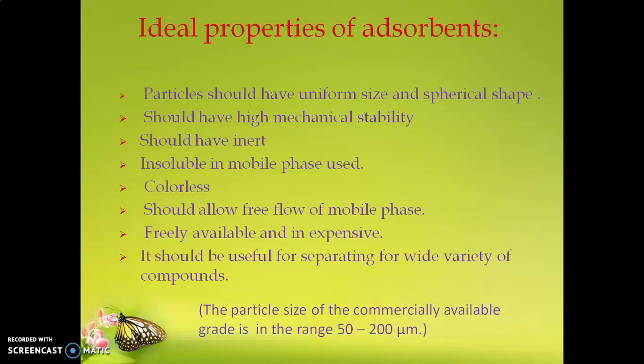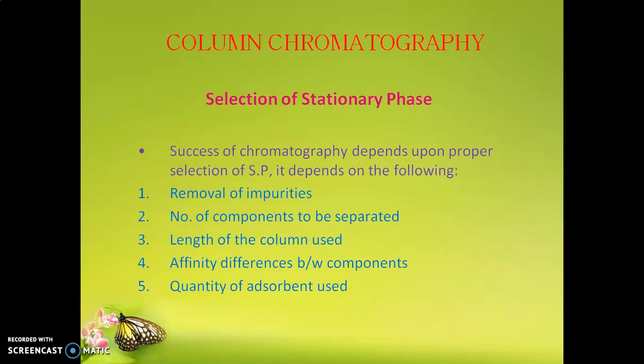Then what are the ideal properties of an adsorbent? Here particles should have uniform and spherical shape. It should have high mechanical stability. It should be inert, insoluble in the mobile phase, and colorless. It should allow free flow of mobile phase. Then it should be freely available and inexpensive. It should be useful for separation of a wide variety of compounds. So these should be the ideal properties of the adsorbent.